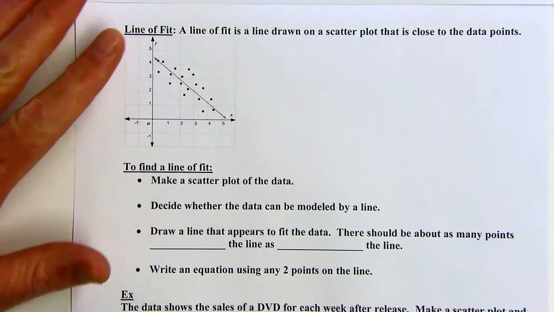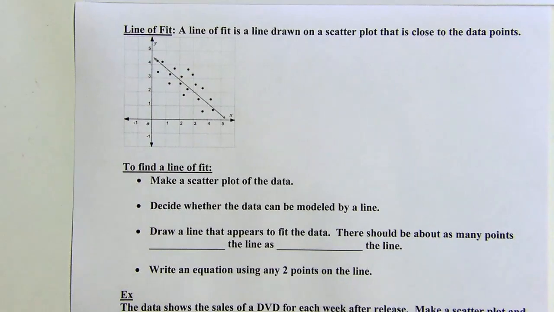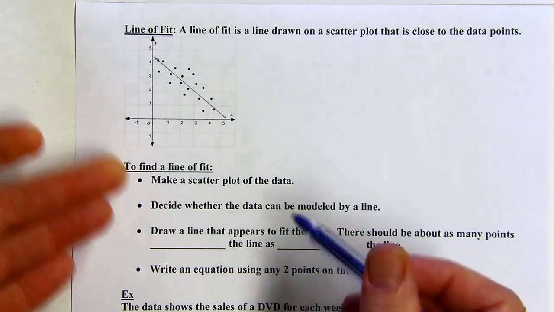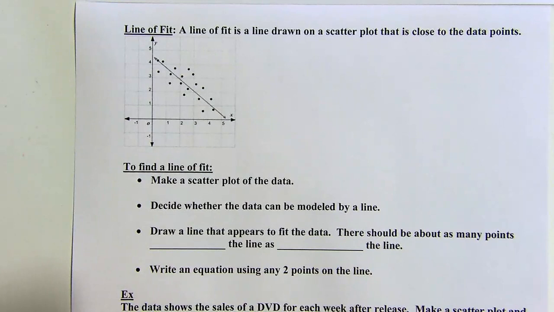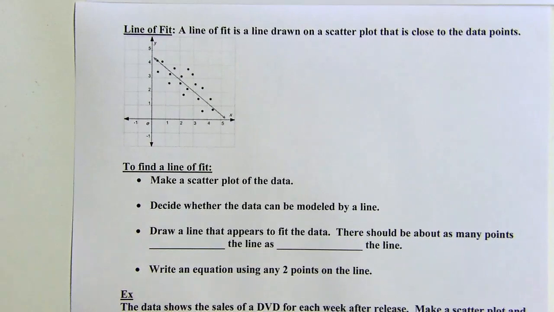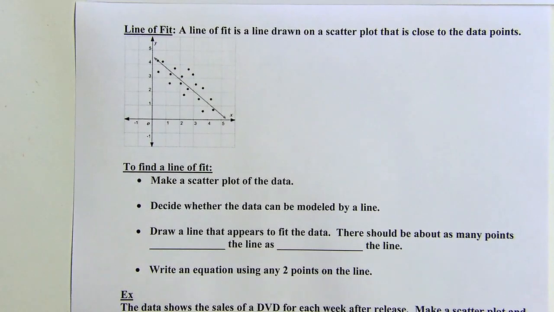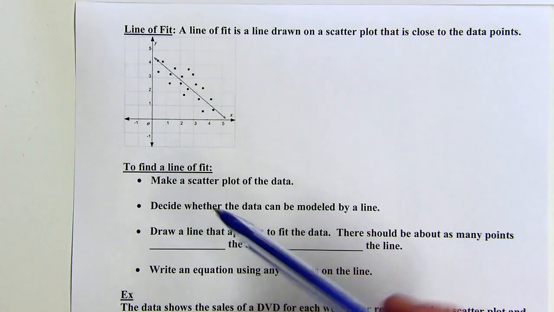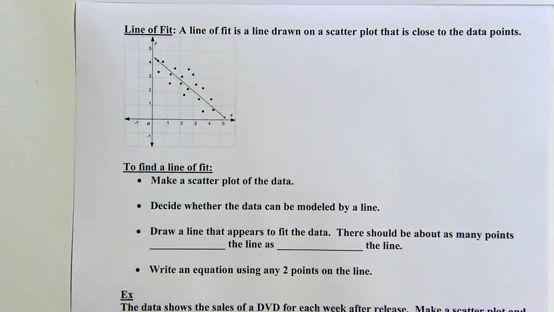So if you are trying to draw a line of fit on a graph, what you want to do is make a scatter plot of the data. You're going to decide whether the data can be modeled by a line. If there's no correlation, then you can't really draw a line of fit because it's going to be just random points. But if you do see either a positive or a negative correlation, then you can draw a line.